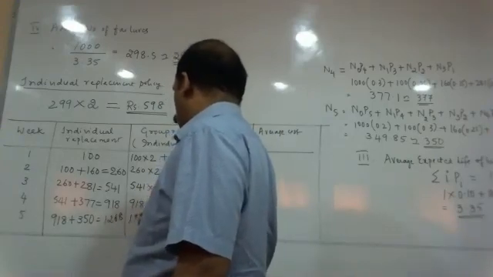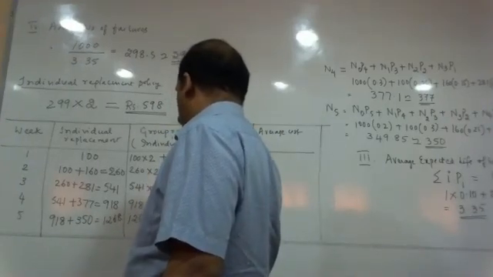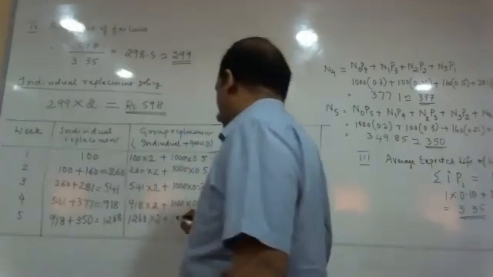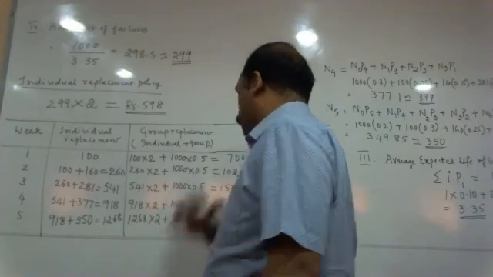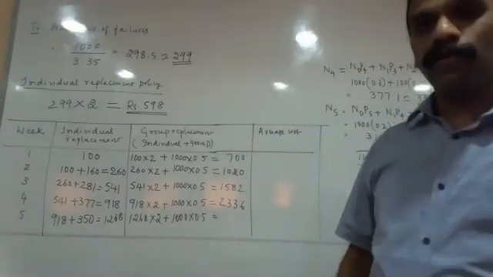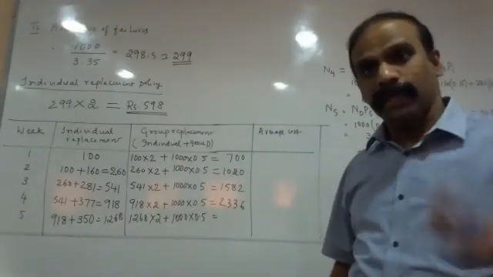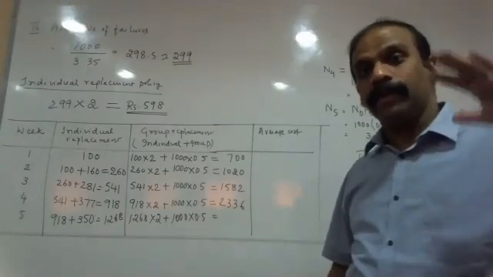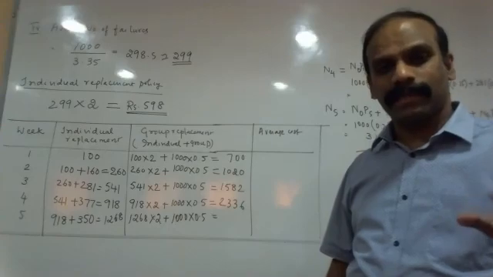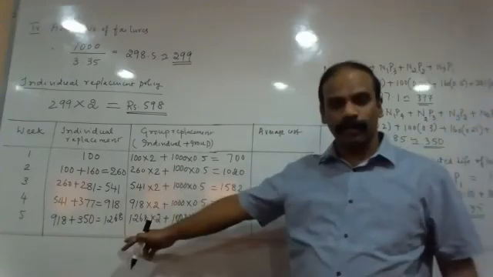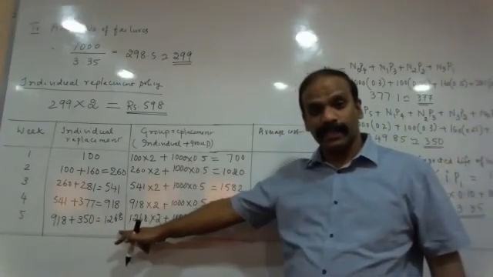Okay. So 1268 into 2 plus 1000 into 0.5. You need to understand one thing here. Whenever we go for individual replacement policy, many a time we end up replacing more than the actual number of items itself. Why does this happen? Because the cumulative values are coming into the picture. So you need to understand this point here.